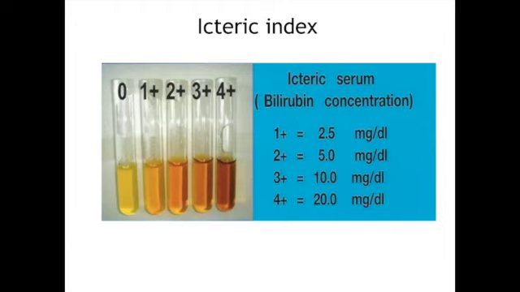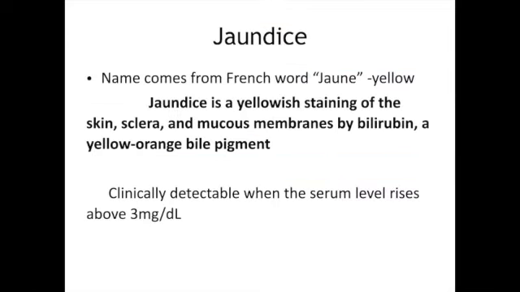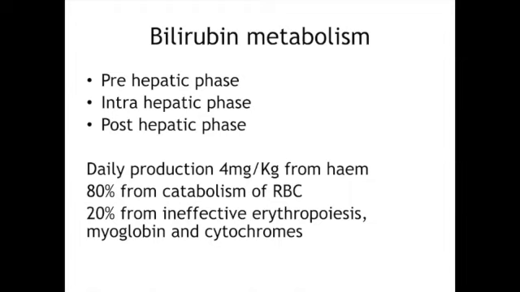Or the chromatographic method for actual measurement of serum bilirubin. Jaundice is defined as the yellowish staining of skin, sclera and mucous membrane by bilirubin. This is a yellow-orange bile pigment. The name comes from jaune, the French word for yellow. It is clinically detectable when the serum level of bilirubin goes above 3 milligram per deciliter.